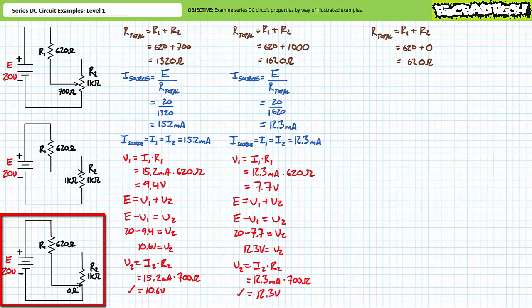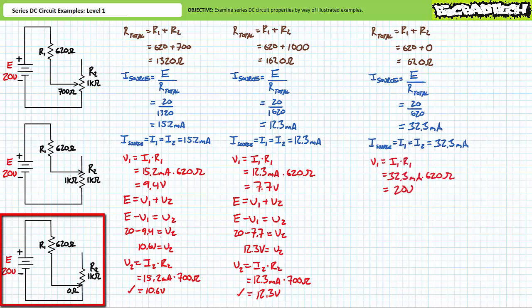With the potentiometer set to a minimum of 0 ohms, the 20-volt source sees only resistance of R1 for a total resistance of 620 ohms. Source current is equal to supply voltage divided by total resistance. Substituting our given values demonstrates that source current has increased to 32.3 milliamperes. Current through elements in series is the same. Source current equals I1, which equals I2, and they all equal 32.3 milliamperes.